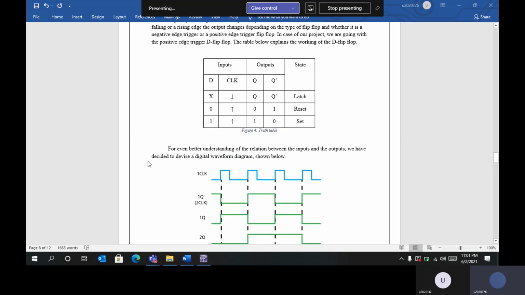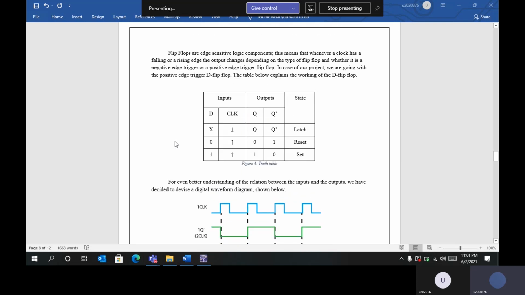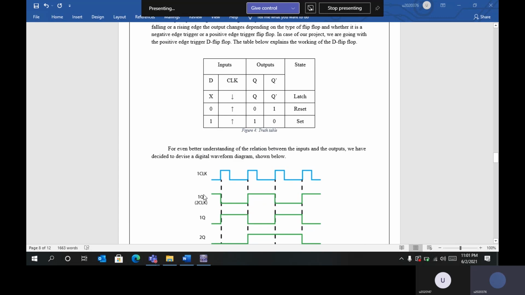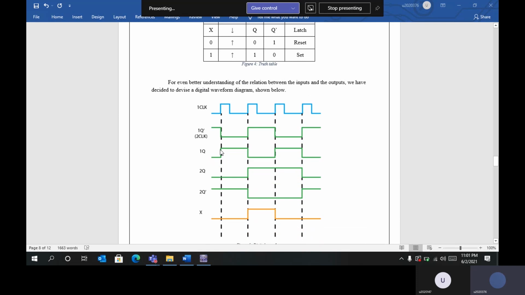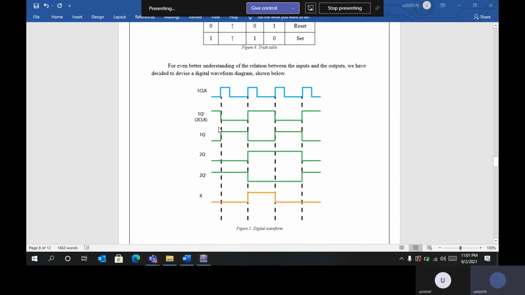We know that the D flip-flop is an edge-sensitive logic component. That means whenever the flip-flop gets a rising edge, it will toggle the outputs. As you can see here, since first Q is responsible to light up the yellow light, for the first rising edge the yellow light turns on, while the red light is also on until the second rising edge arrives.